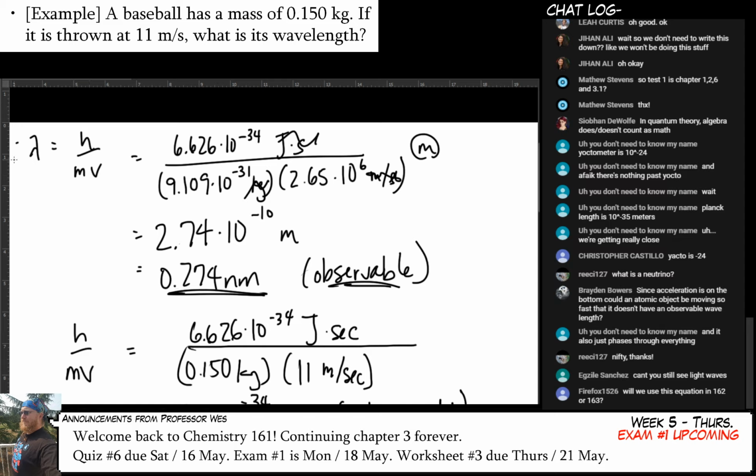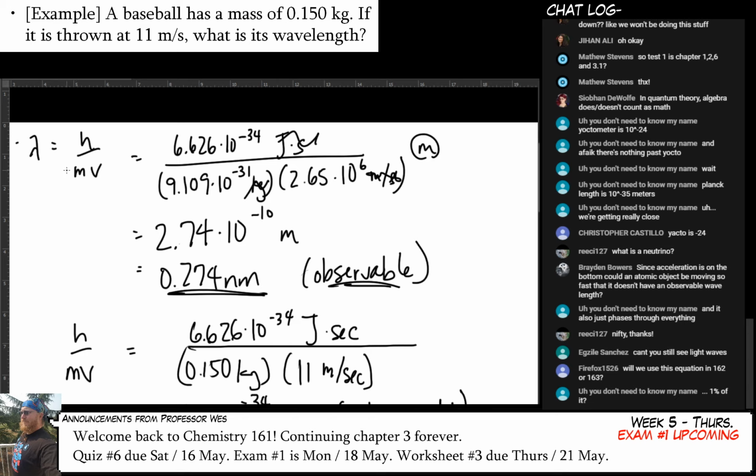You can see light waves, but light waves don't really have a mass associated with them, so this formula becomes a little bit different. Yeah, because 3 times 10 to the 8 is the speed of light. Approximately 3 times 10 to the 6 would be 1% of that. You will not use this equation in 162 or 163. It is exclusive to just this chapter.